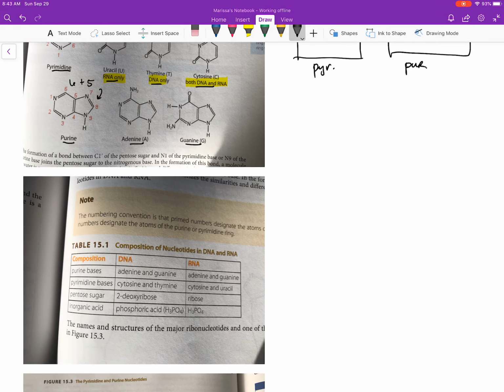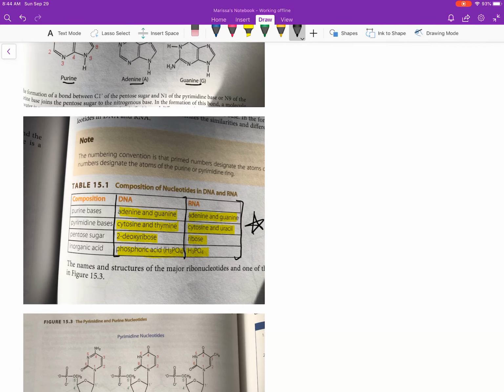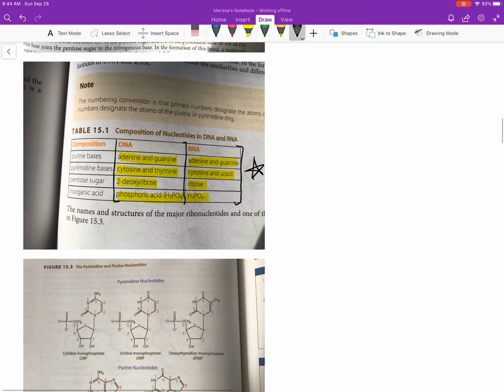If we look at the differences in the composition of DNA and RNA, RNA is going to have adenine and guanine for purine bases, so does DNA. But the pyrimidine bases in RNA are cytosine and uracil, where it's cytosine and thymine in DNA. And then DNA has that 2-deoxyribose, RNA has the ribose, but then they both have the H3PO4 in common. So this is a good table to know. Multiple choice questions, I could see this easily being material that gets pulled out of this table.